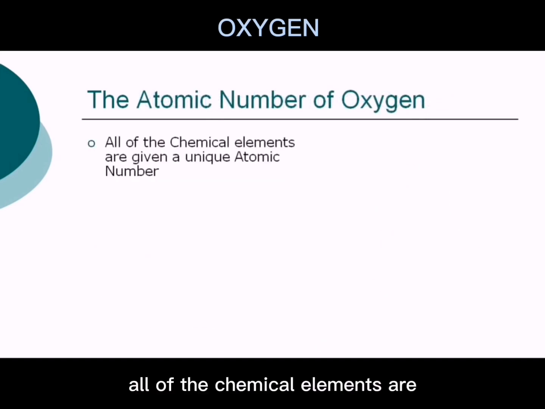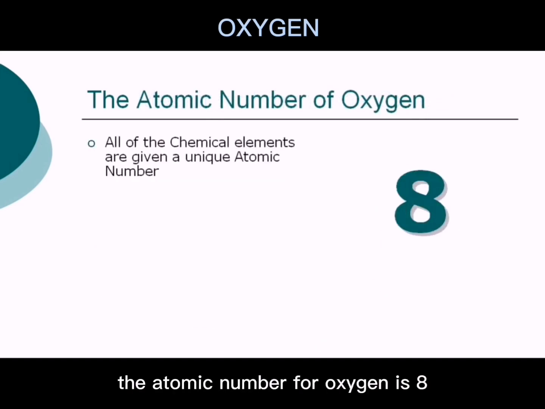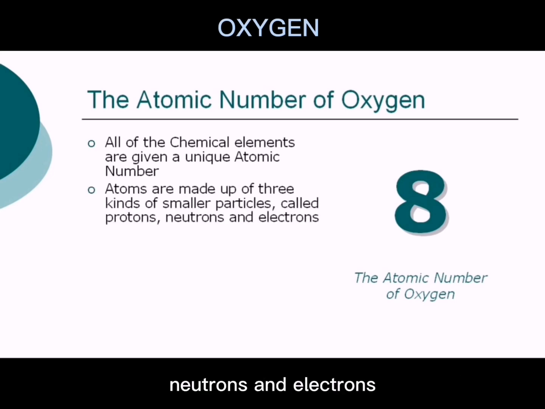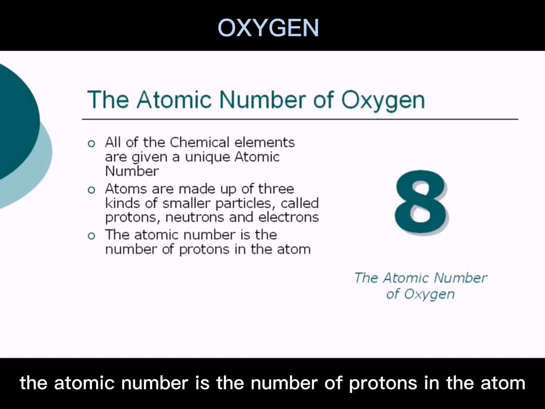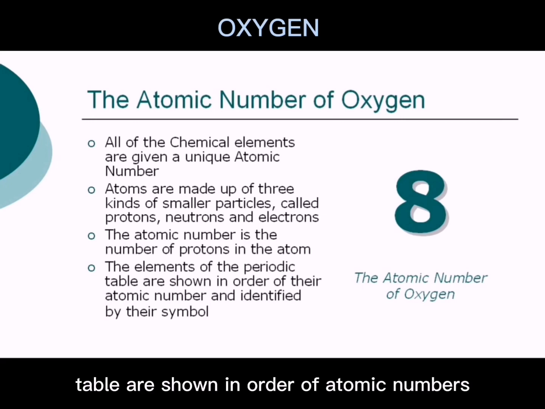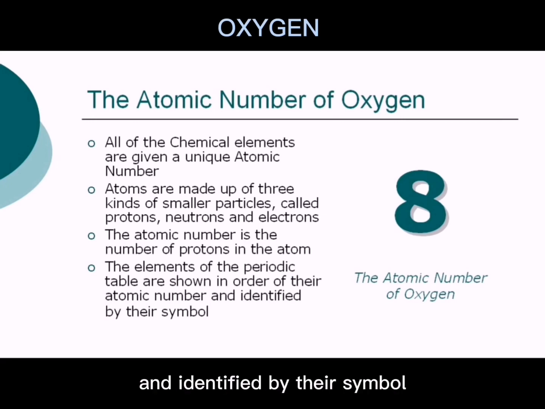All of the chemical elements are given a unique atomic number. The atomic number for oxygen is 8. Atoms are made up of three kinds of smaller particles, called protons, neutrons, and electrons. The atomic number is the number of protons in the atom. The chemical elements of the periodic table are shown in order of atomic numbers and identified by their symbol.